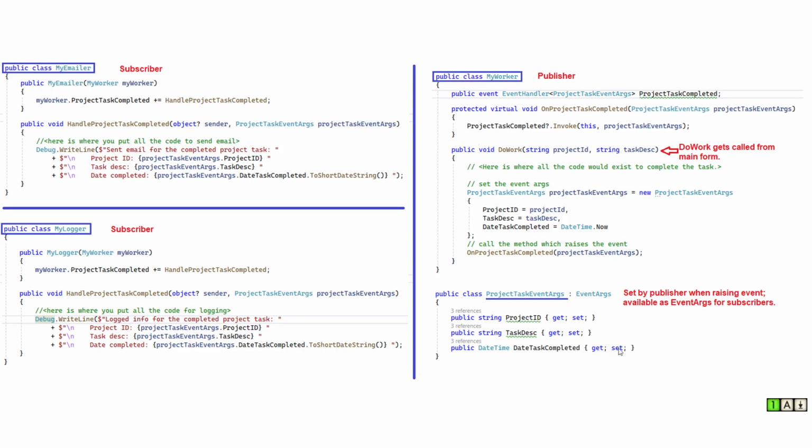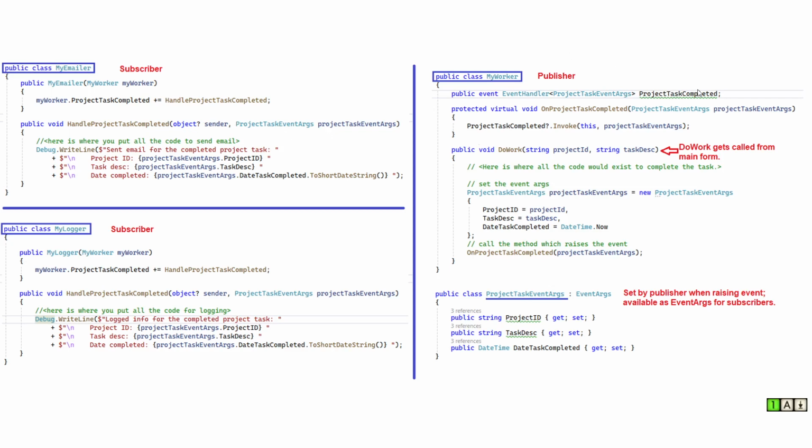Our event will store pertinent information in this ProjectTaskEventArgs. So we'll store the project ID, the task description, and the date the task was completed. The publisher will set these in the event args, and the subscribers will be able to read them because it's going to be passed as an argument.